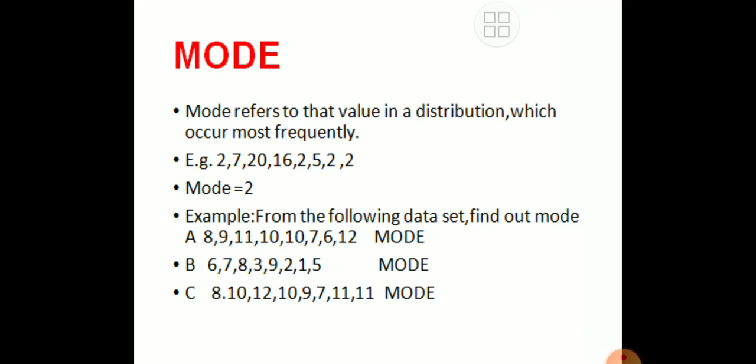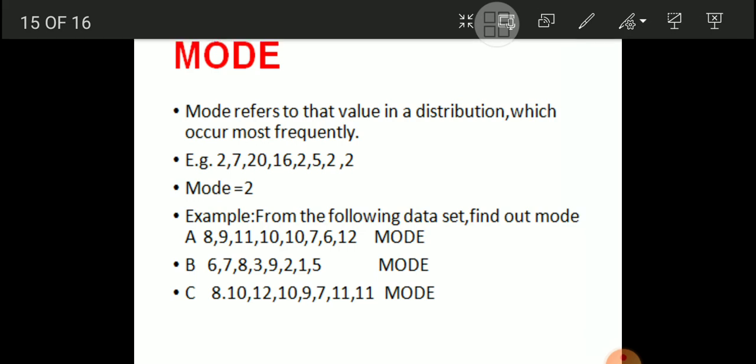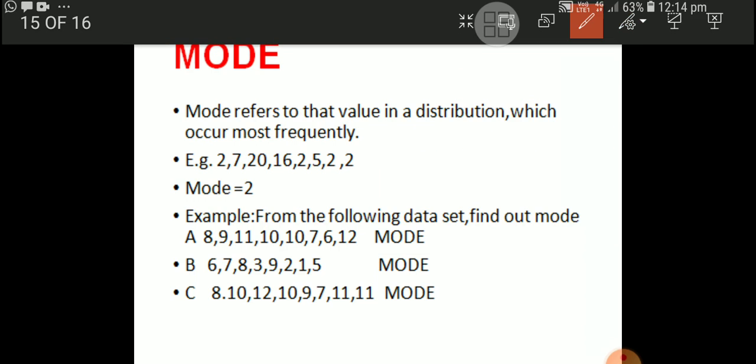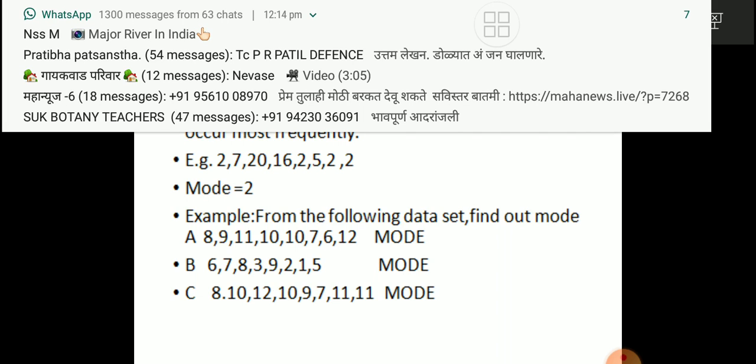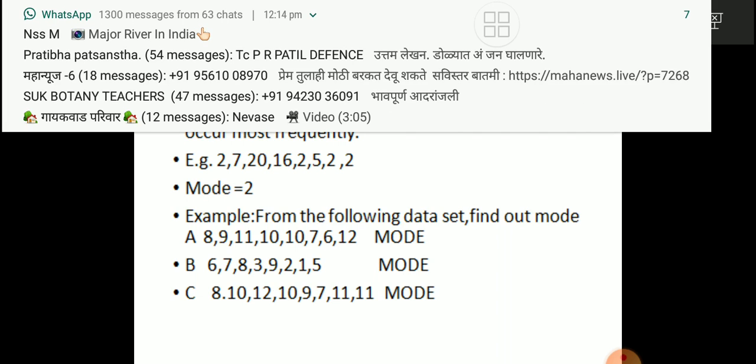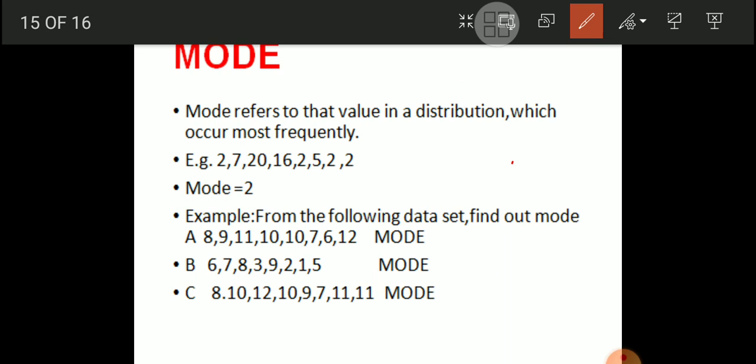Now another measure of central tendency we have to learn right now, that is mode. What is the definition of mode? Mode is nothing but that value in the distribution which occurs most frequently. The value in the distribution which occurs most frequently, that is the mode.